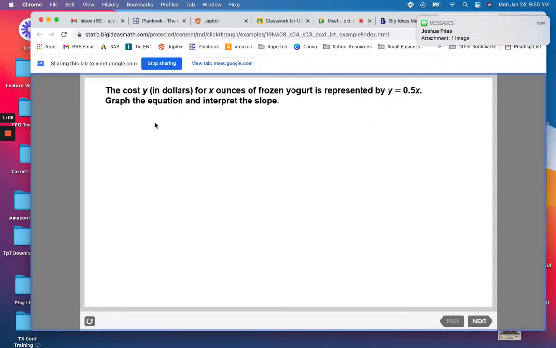Alright, so the cost y, representing the dollars, for X ounces of frozen yogurt is represented by y equals 0.5x. We're going to graph the equation and interpret the slope. Whenever you hear the words interpret, it's asking you, what is the slope talking about?